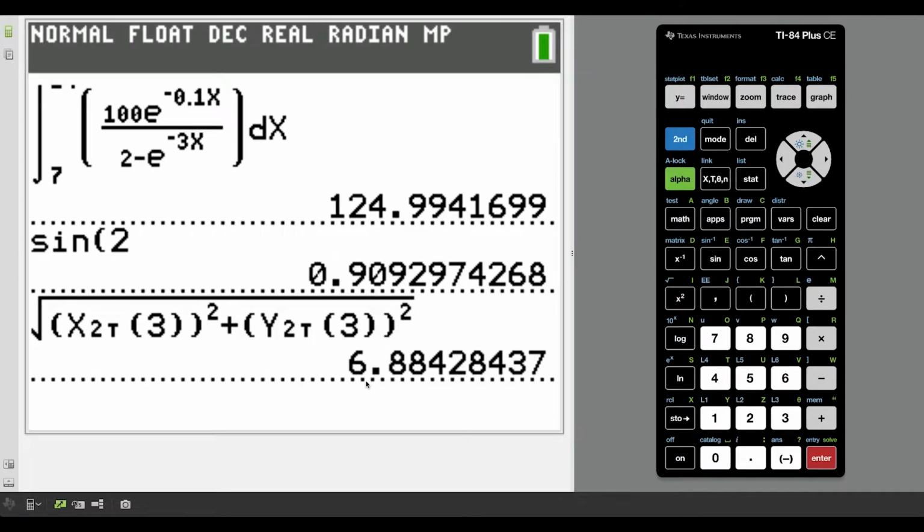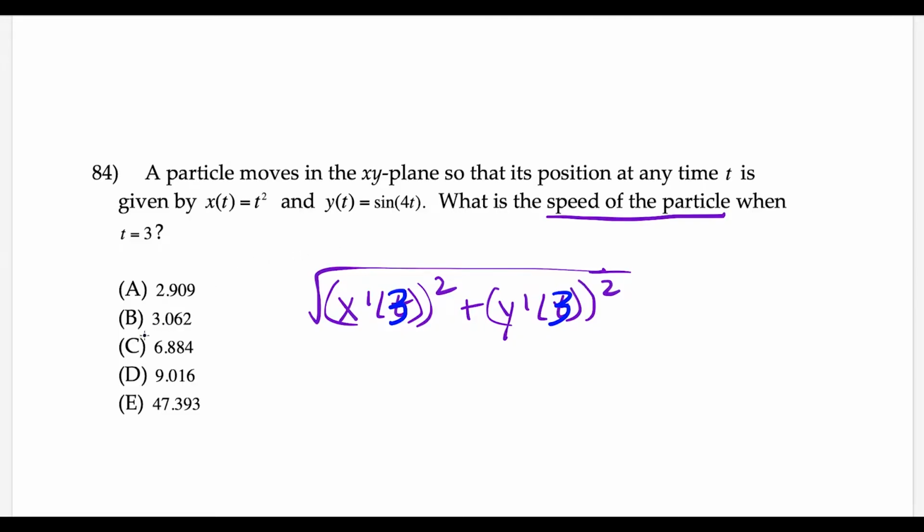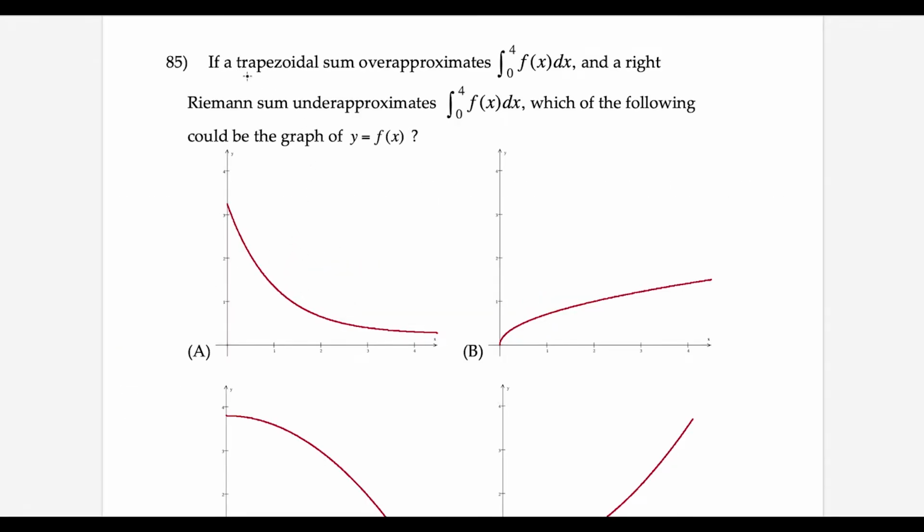And then we hit enter, it's going to be 6.884. So 84 is choice C. Now, question 85: we have a trapezoid sum that over approximates the definite integral, and the right Riemann sum that under approximates. So the trapezoid over approximates, and the right Riemann sum under approximates our definite integral. And we want to know which of these could be a graph of f of x.